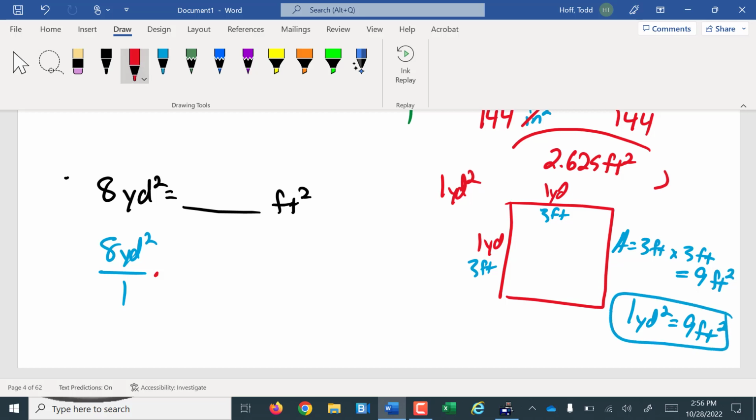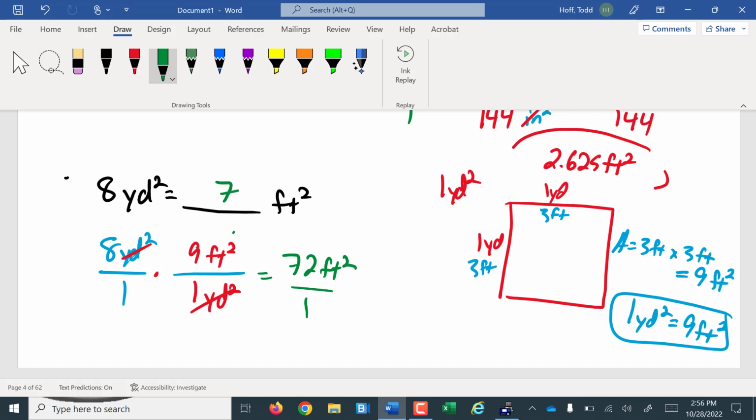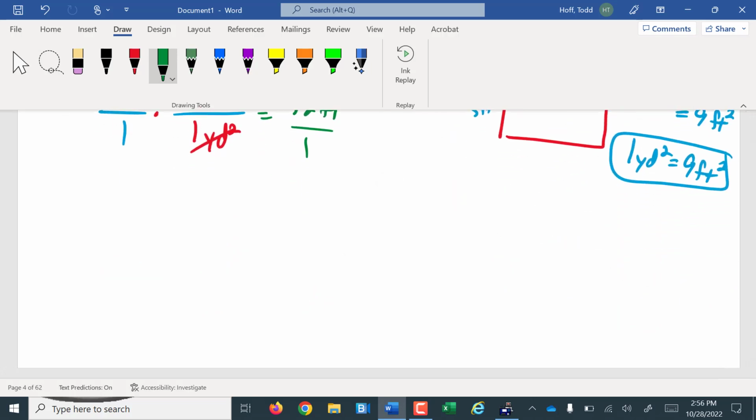So when I go to convert here, I'll put my 1 square yard on bottom so that they'll cancel out. That's 9 square feet on top. So 8 times 9 square feet is 72 square feet. On bottom is just 1 times 1 here, so that's just 1. So that stays 72 square feet. This is a calculation that's actually done quite a bit in the other direction for flooring, because a lot of your flooring is sold by the square yard.